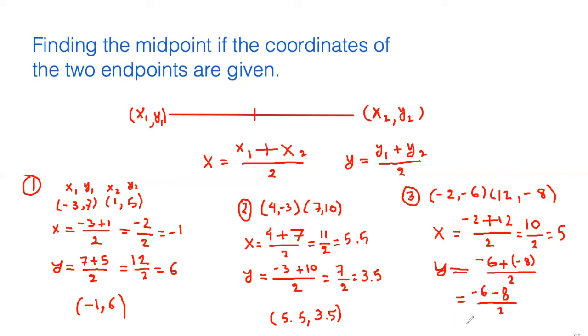So now we are going to add 6 and 8 because they have the same sign. So we have to add them and keep the sign. So 6 plus 8 is 14, and that is negative. And then divide by 2. So when you divide -14 by 2, the answer is -7. So we have got the coordinates, which are 5 and -7. So I can write it here. The answer is 5, comma, -7.